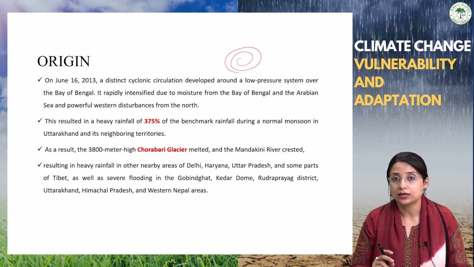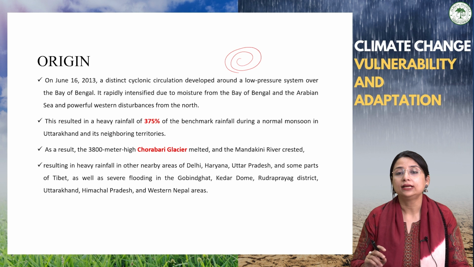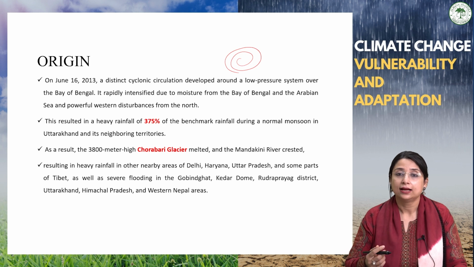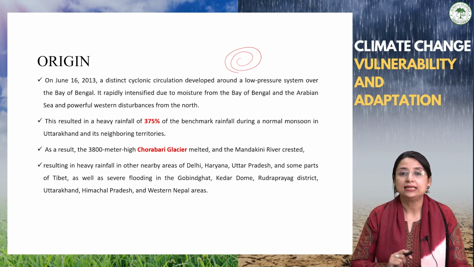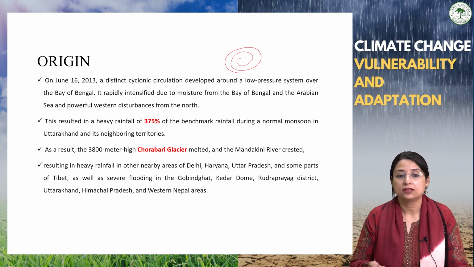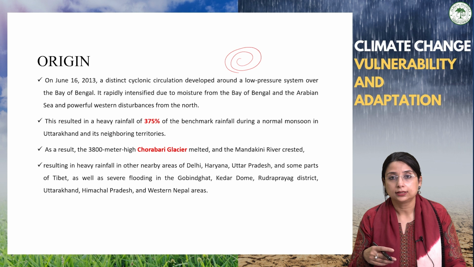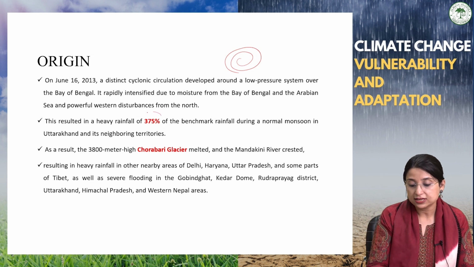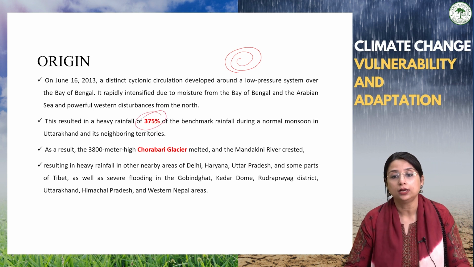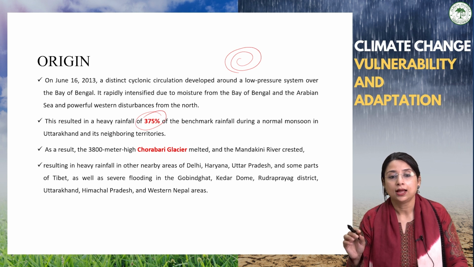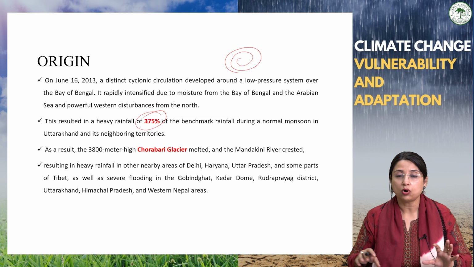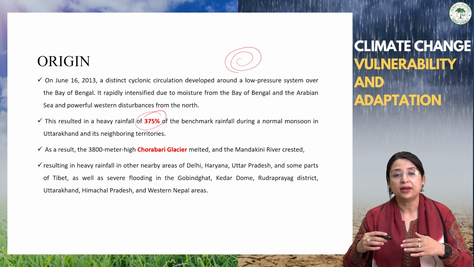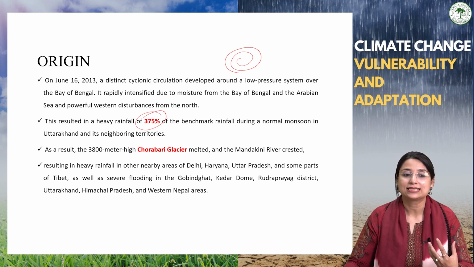But the thing to give importance to here is that this cyclonic circulation, which developed around a low pressure system, was intensified by the moisture of the Bay of Bengal and the Arabian Sea, and even more intensified by the western disturbances from the north, which altogether resulted in very heavy rainfall, roughly 375% of the benchmark rainfall during a normal monsoon in Uttarakhand and its neighboring territories. All these situations together resulted in very high rainfall, if we compare it with the average rainfall that the state usually receives.